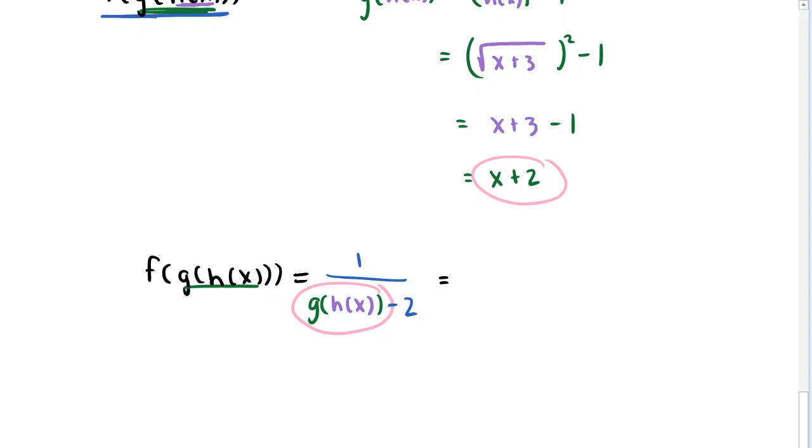So this comes out to be 1 over x plus 2 minus 2. This is the same as 1 over x. So all that complicated business to just give us this expression 1 over x. So evaluating this triple composition is really the same as evaluating this expression 1 over x.